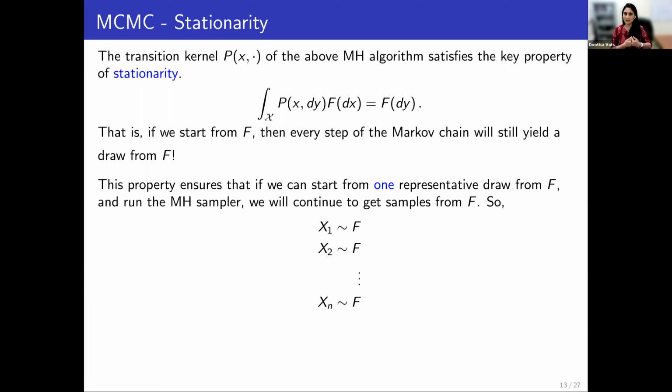This property is not unique to Metropolis-Hastings, it's unique to a lot of other Markov chains as well. But the Metropolis-Hastings alpha acceptance function ensures that this property holds true. Okay.